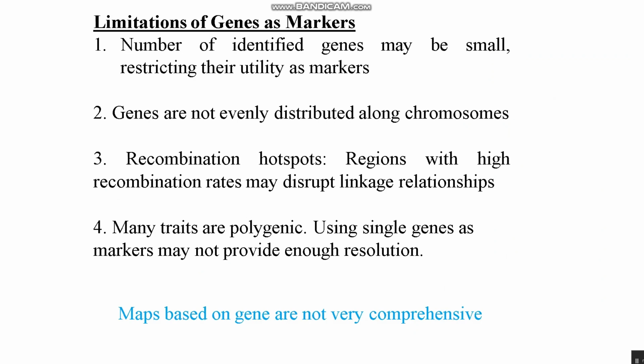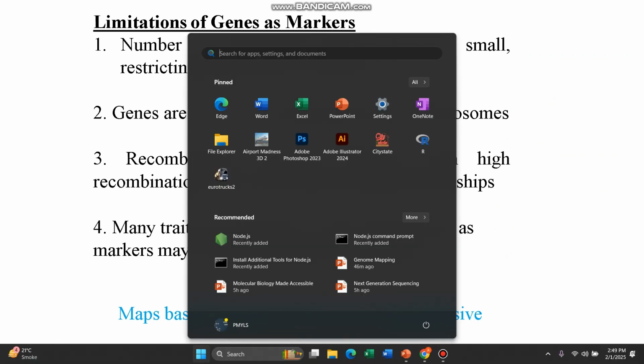There are limitations of using genes, which is why we have to go to the modern genetic markers. The number of identified genes may be small. Almost 20,000 genes are present on the chromosomes, but we know the functions of only about 50% of them. That is why the number of identified genes may be small, restricting their utility as markers.